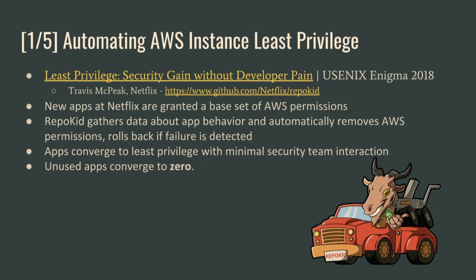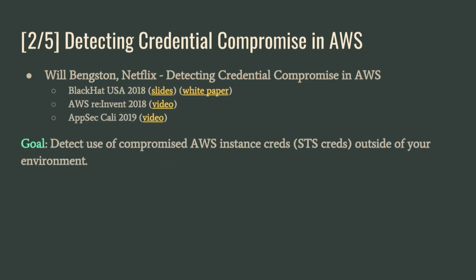So if it does, then it gives the permission back, and if it doesn't, then it assumes, oh, it didn't need this permission. What's really cool about this is without ever talking to the security team, without developers having in-depth knowledge of how AWS permissions work, which is quite complex, you're just gradually converging on this steady state of least privilege. So apps that aren't used converge to 0 permissions. I think this is pretty awesome.